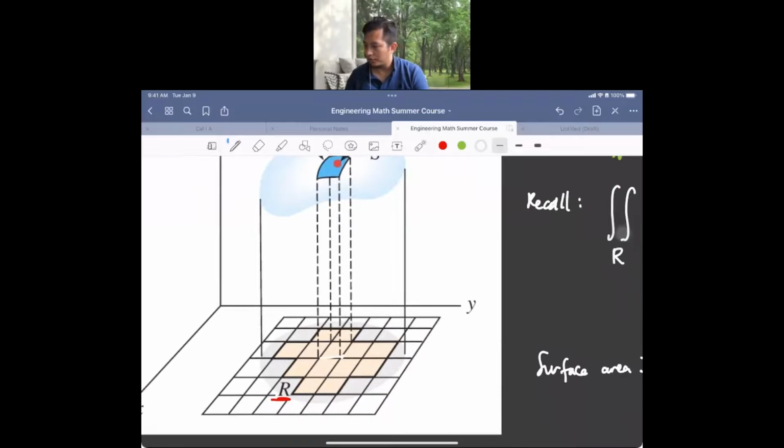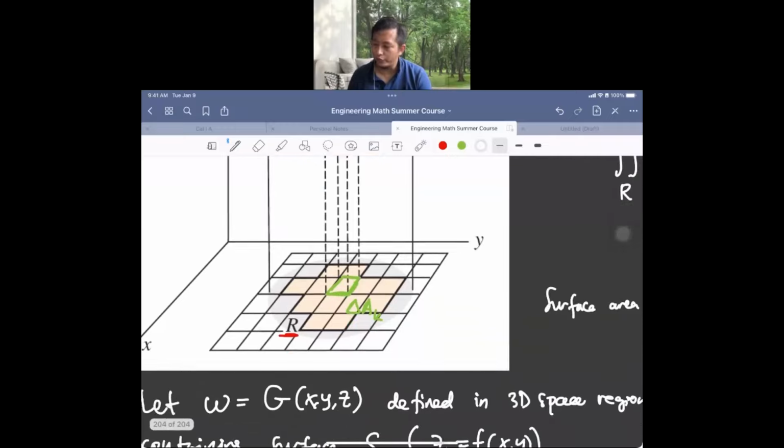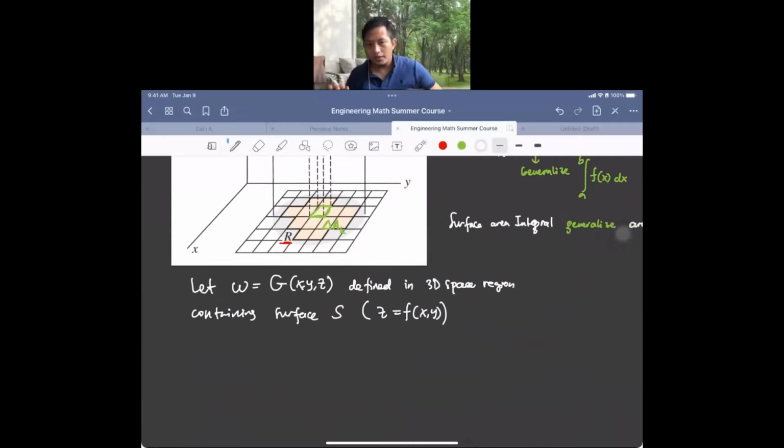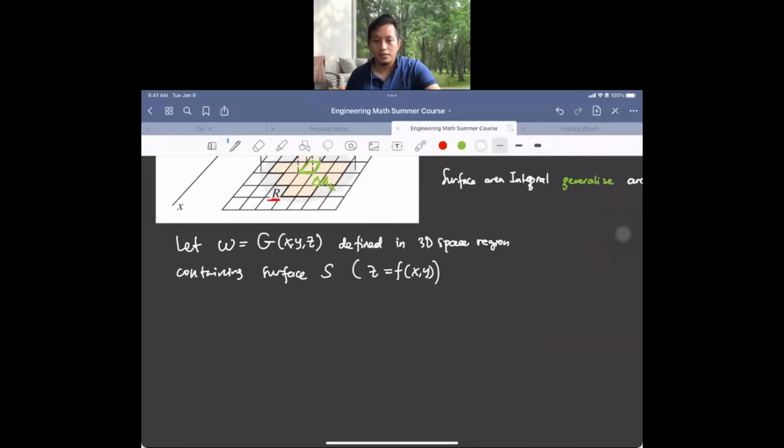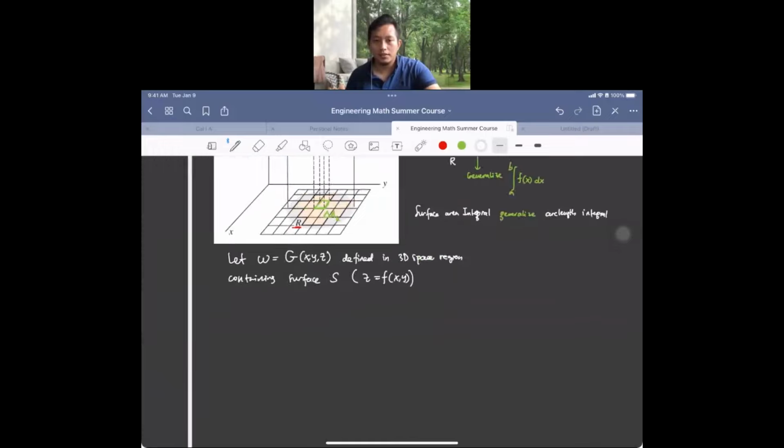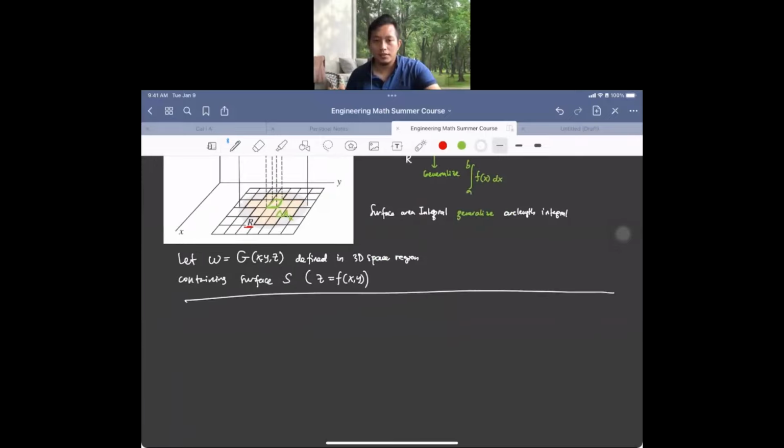And this also has, let me write with the green, the area of delta Ak, right? Delta Ak for this region. And then if we choose sample points, we form the sum, and we are getting the idea. Okay, let me write the formal definition for the surface integral.